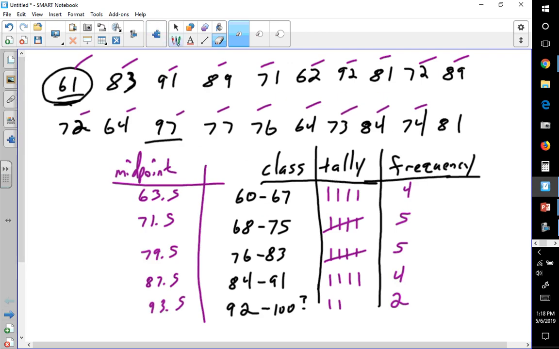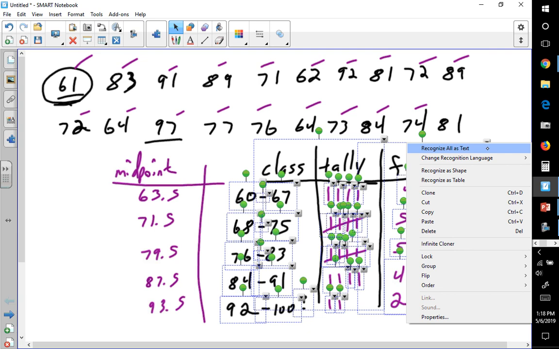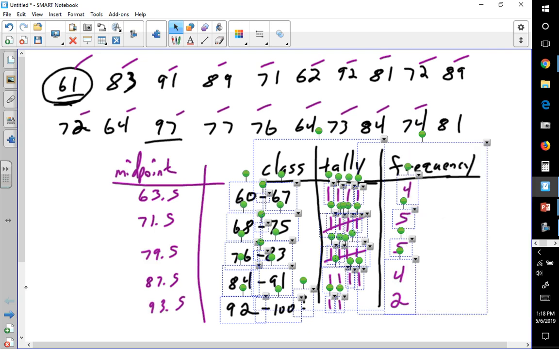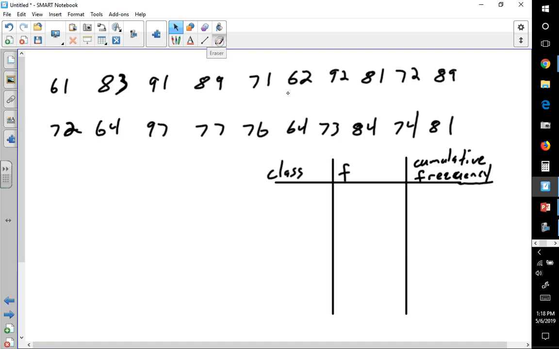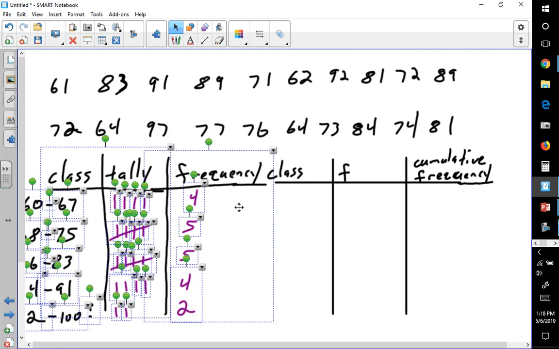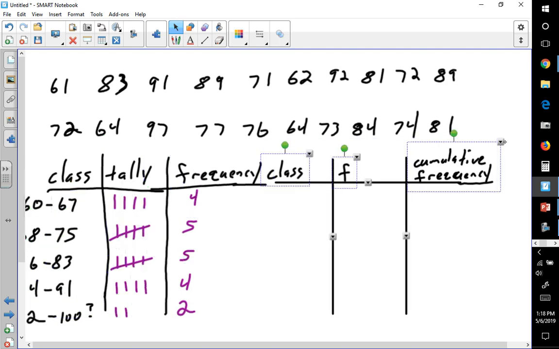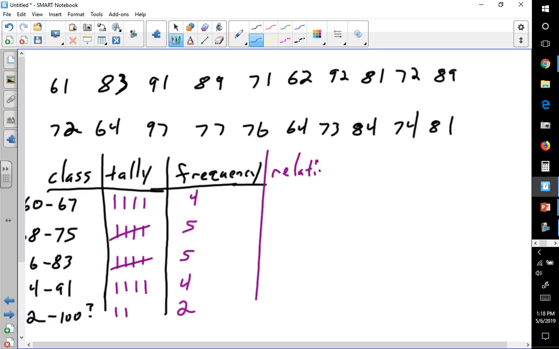So let's copy this over. So here's the same data. Let's cut this for now. Let's look at what our relative frequency would be.